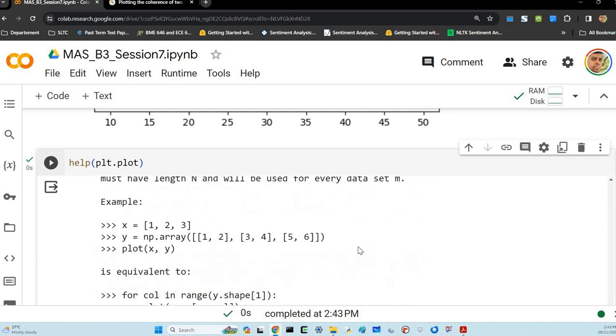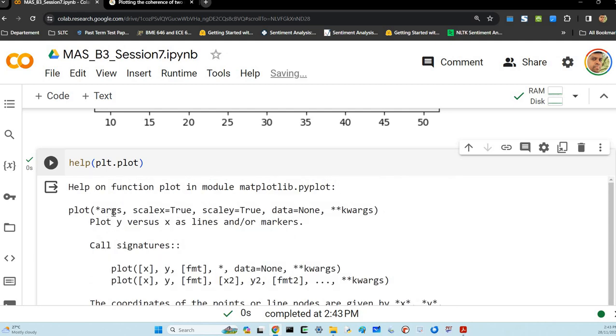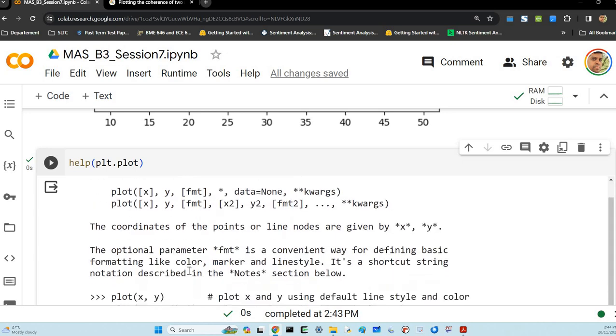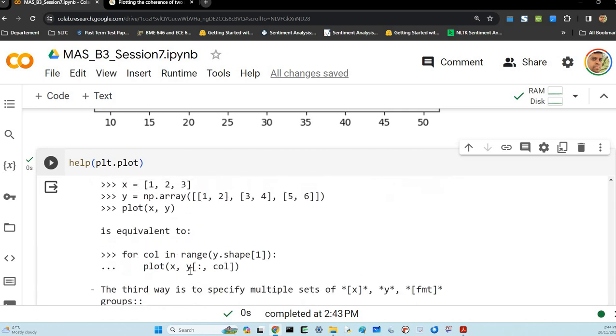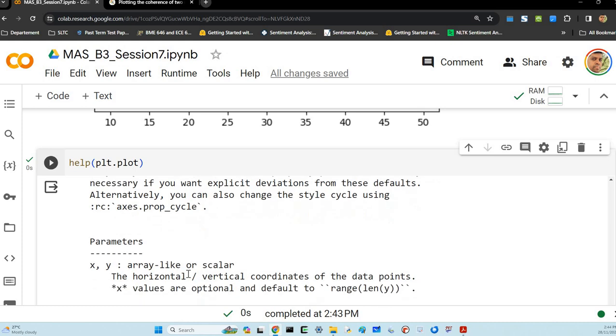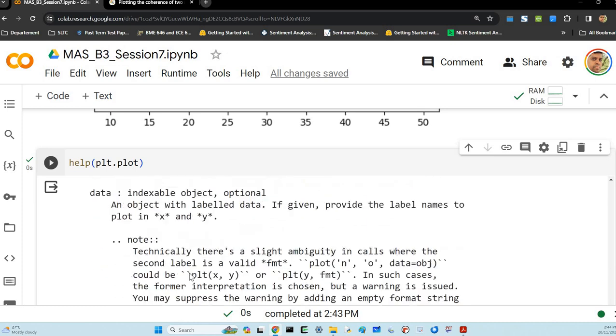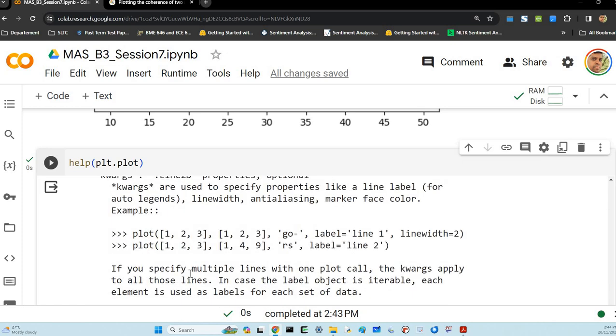Let's try to read the help file. So it says plot arguments, scale y, data, and then we have variable arguments. So usually we will have plot x and y, and x is optional, it says. So that means one array would be enough. Okay, focus on FMT. This FMT is the one we are going to look at next. So the FMT means how you represent the colors, how you represent the markers, or how you represent the line types. That's what we call FMT.